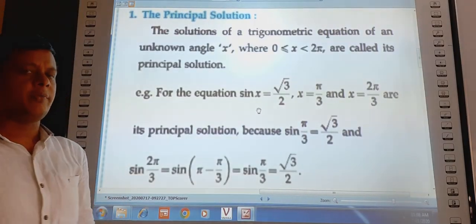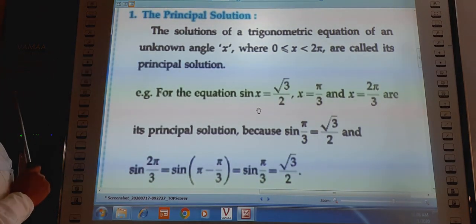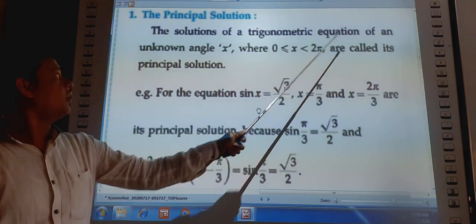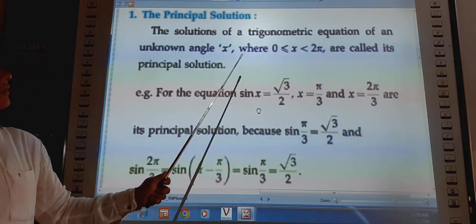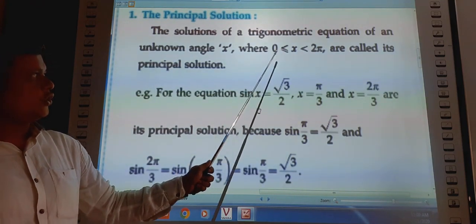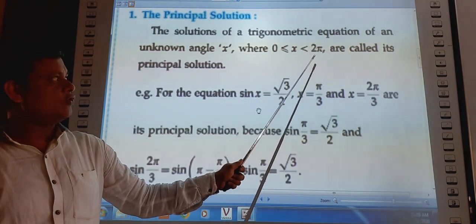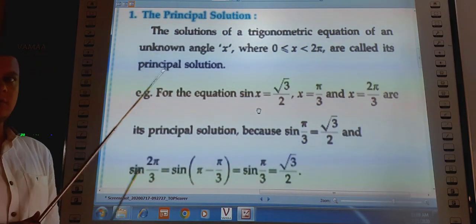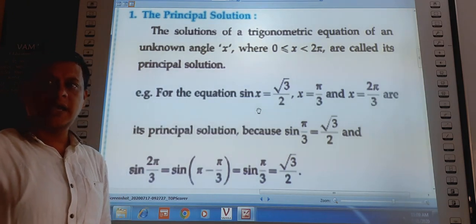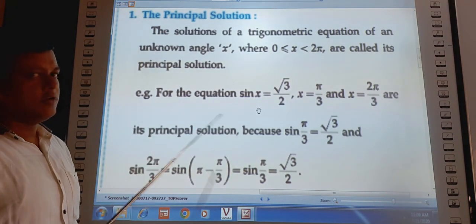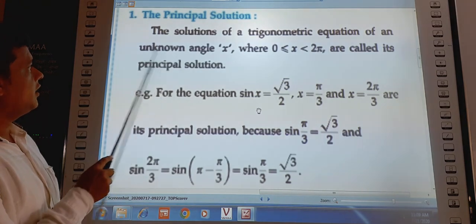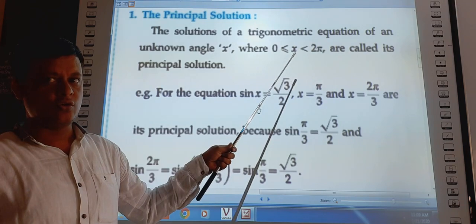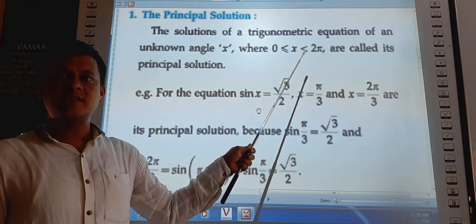Now see the next topic, principal solution. The solutions of a trigonometric equation of an unknown angle x, where 0 less than or equal to x strictly less than 2 pi, are called its principal solution. We already discussed trigonometric functions are periodic functions, so their values repeat. Here the unknown angle x must be 0 or greater than 0 and strictly less than 360.